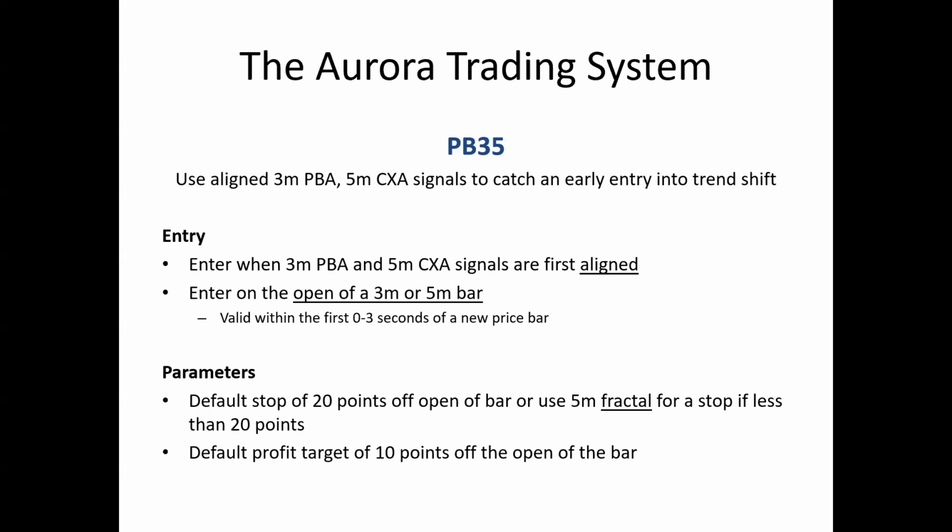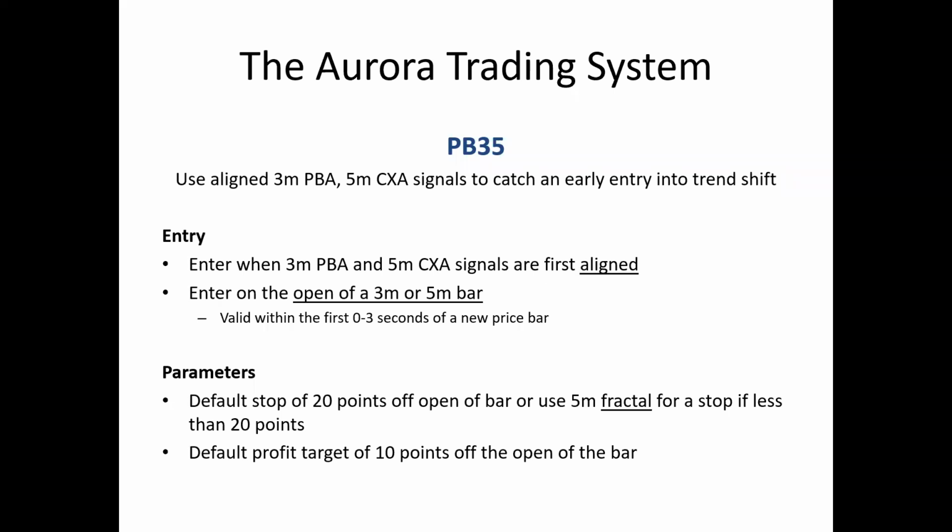or it could possibly be an entry that is a counter trend signal. What we're doing with a Pb35 is we are using the 3-minute chart. We're looking at the PBA signal on the 3-minute chart, and in this case, we are using the 5-minute CXA signal, and we are looking for alignment between the 3-minute PBA and 5-minute CXA. In order for us to have a qualified entry for a Pb35, we are going to look for the 3-minute PBA and the 5-minute CXA signals to be aligned, and we're looking for the first alignment of that.